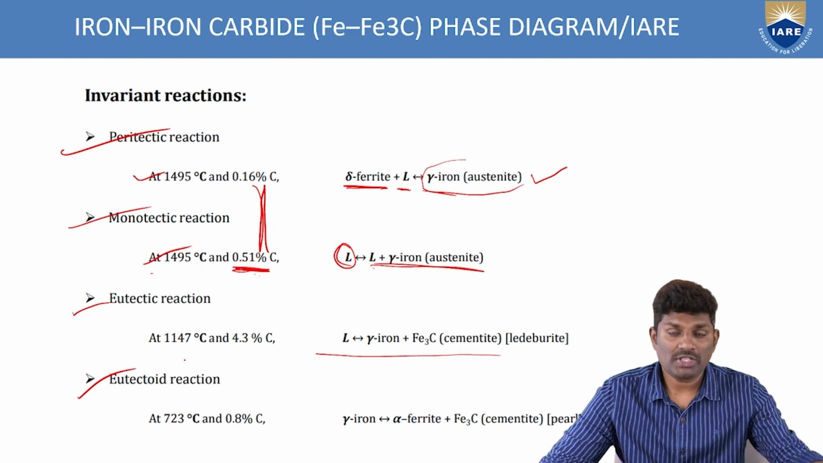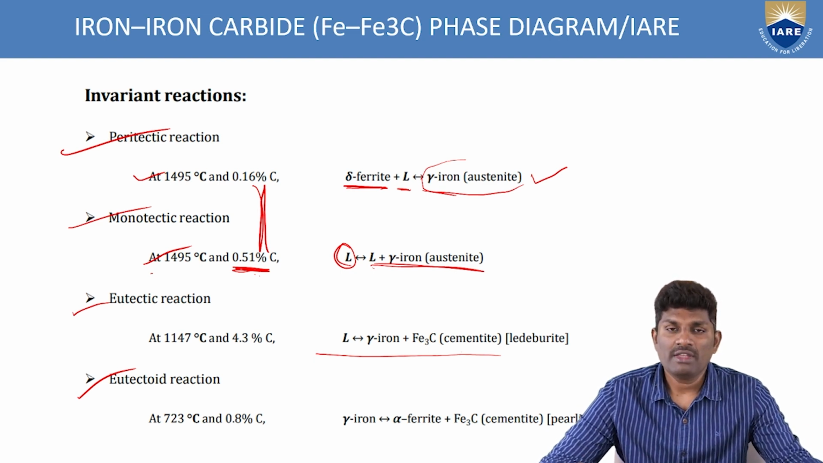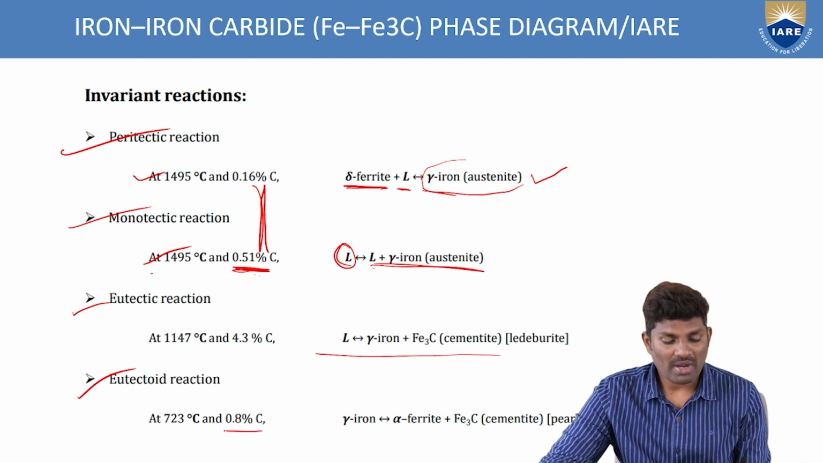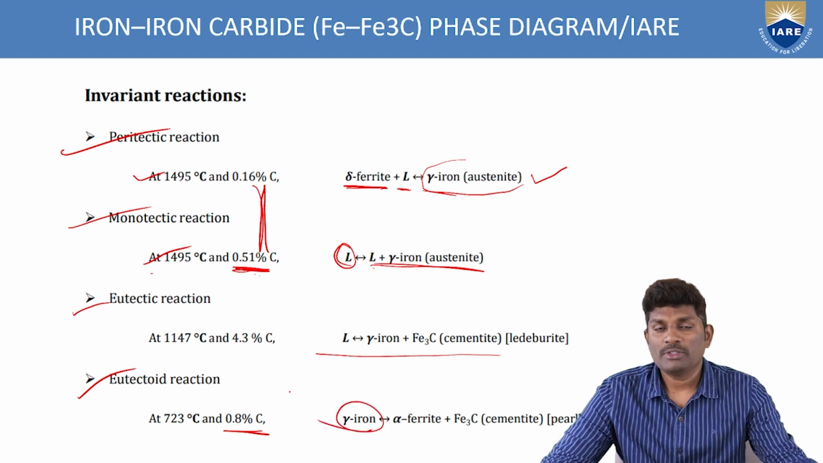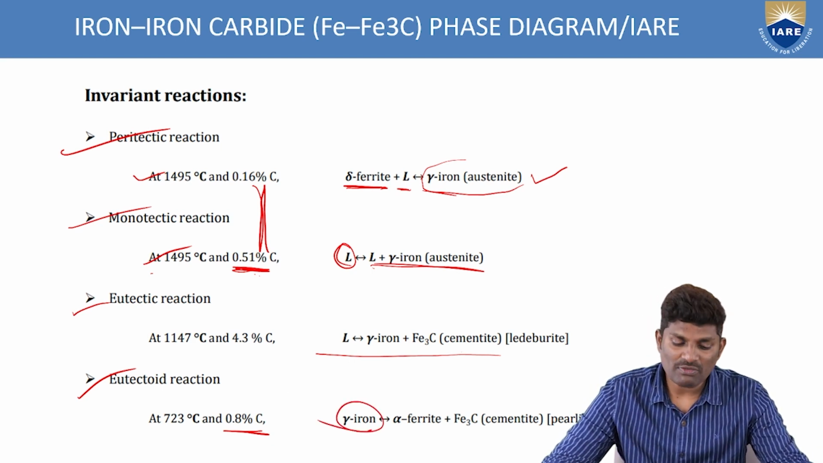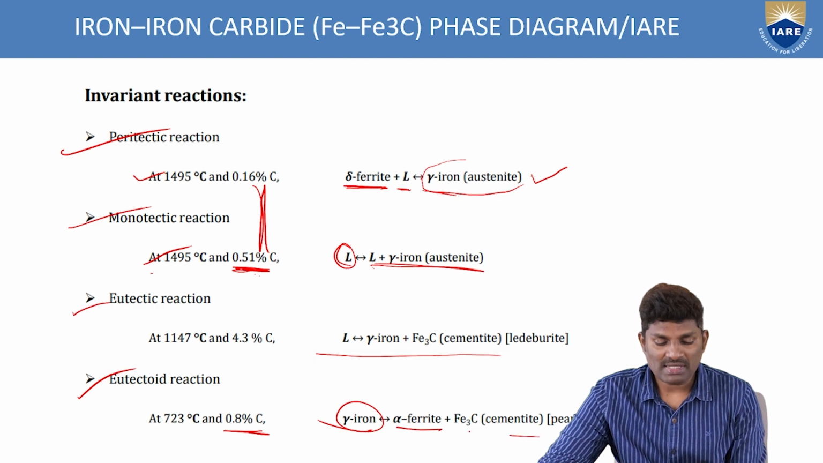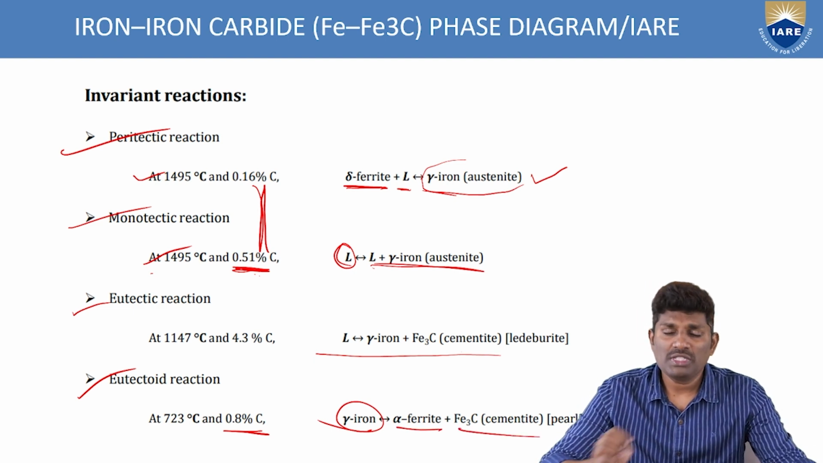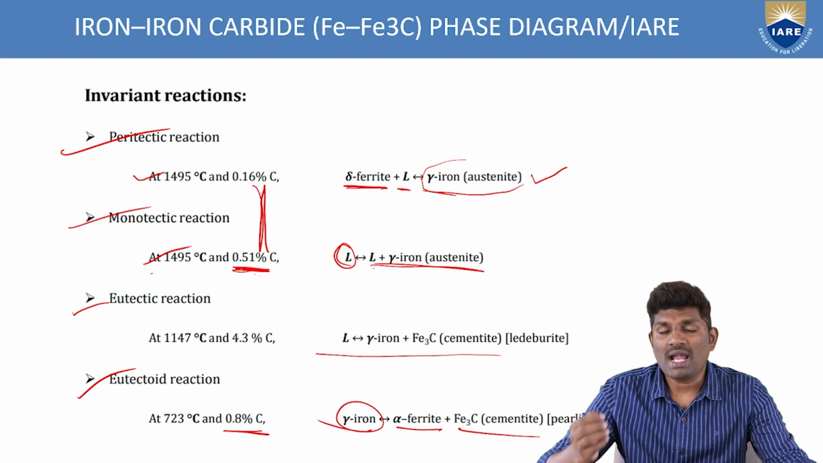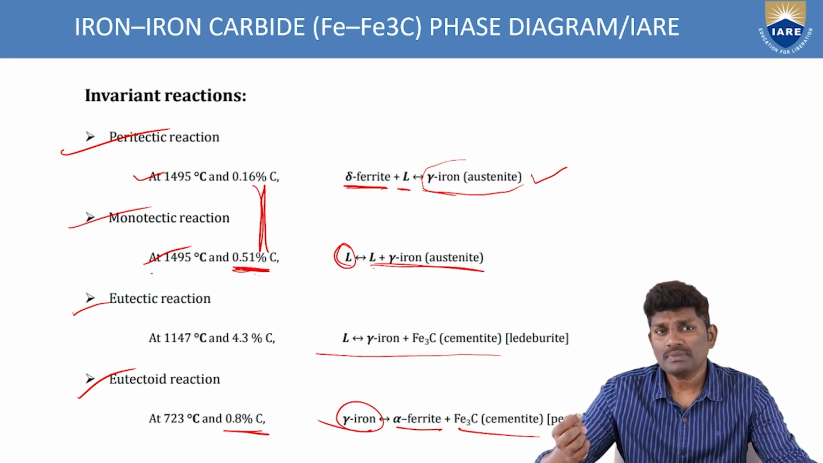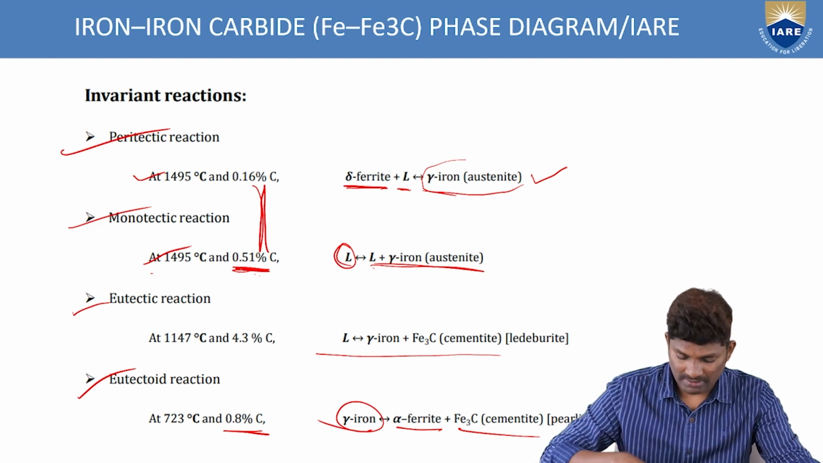The last one is the eutectoid reaction. This eutectoid reaction we get at a temperature of 723 degrees centigrade at a composition of 0.8 percent carbon. Here the gamma iron, when you heat or cool it, converts into alpha ferrite as well as cementite. This is called pearlite. So this is how you get the different transformations of the phases as they vary with different temperatures and compositions.